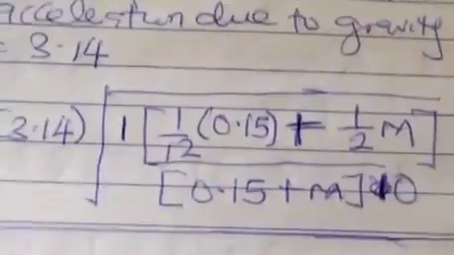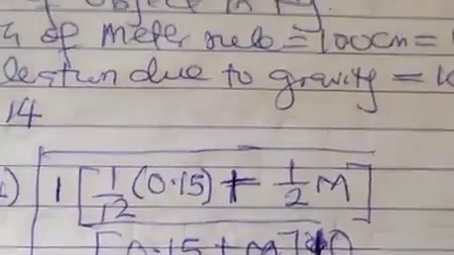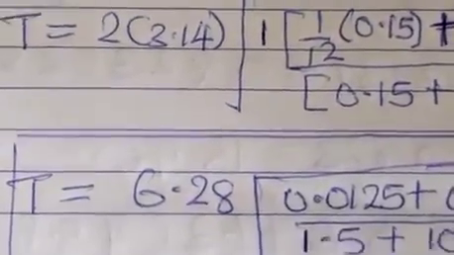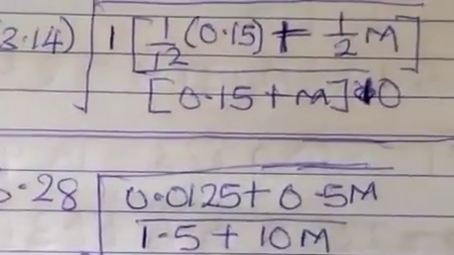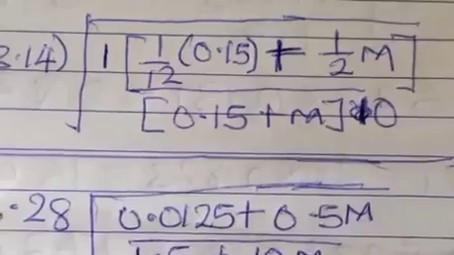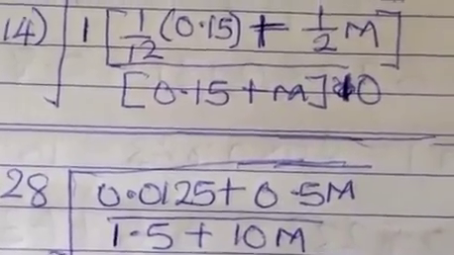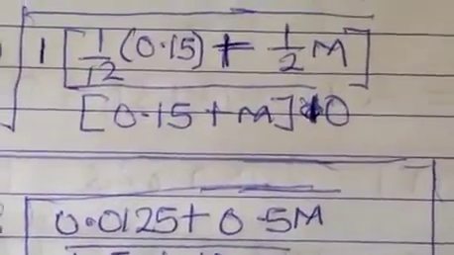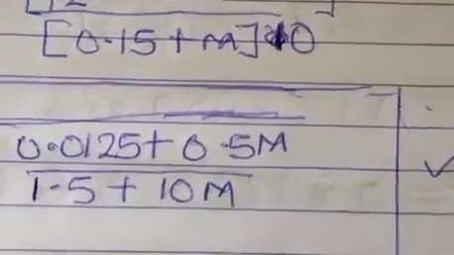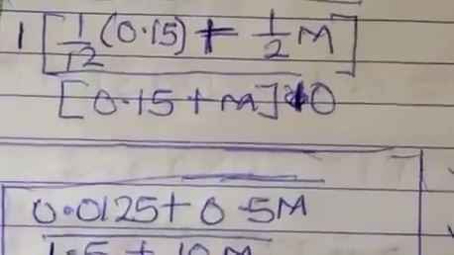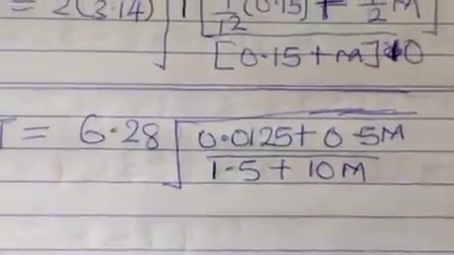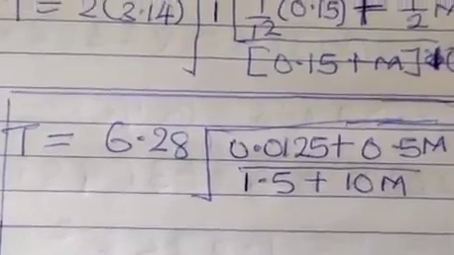Then the mass of the meter rule, 0.15, plus m, the mass we're going to load, multiplied by 10. g is the acceleration due to gravity. So we multiply 2 times 3.14, which gives us 6.28. Bracket opens: 0.15 divided by 12 gives us 0.0125, plus half, which is 0.5m, all over, open the bracket, 0.15 times 10 gives you 1.5, then 10 times m gives us 10m. So we have the formula modified in this way. Everything is provided in this formula.